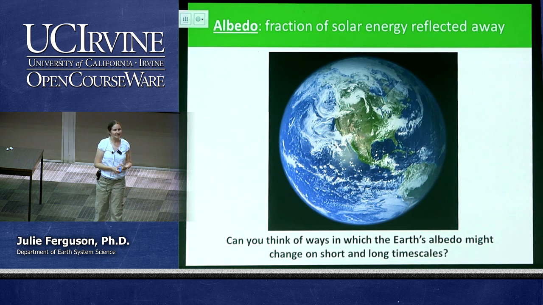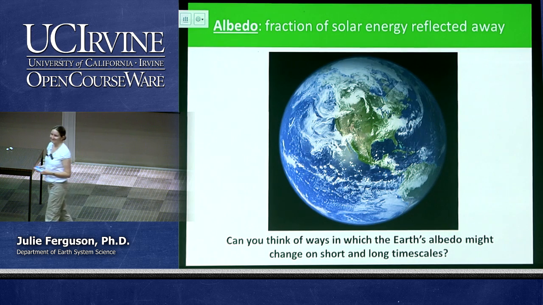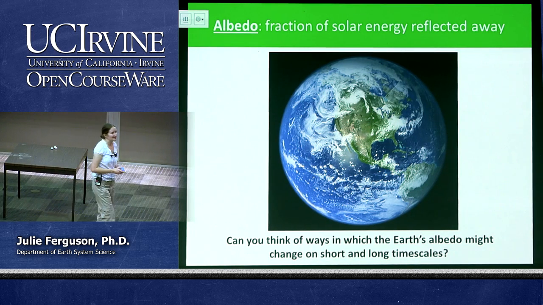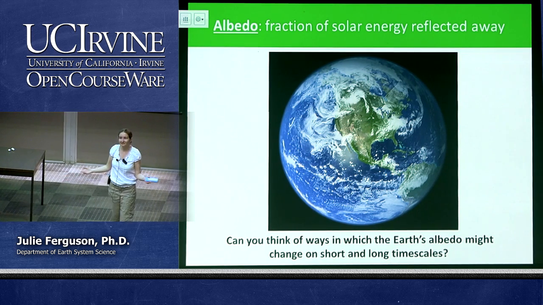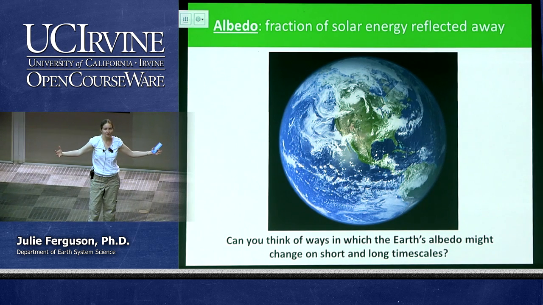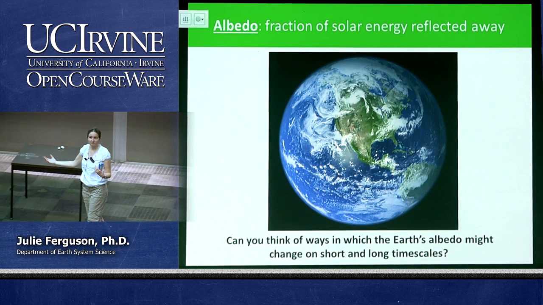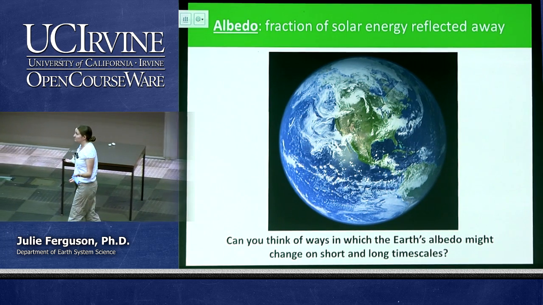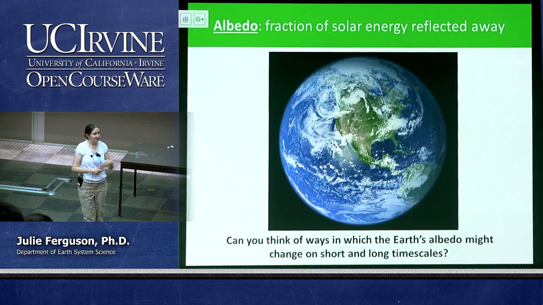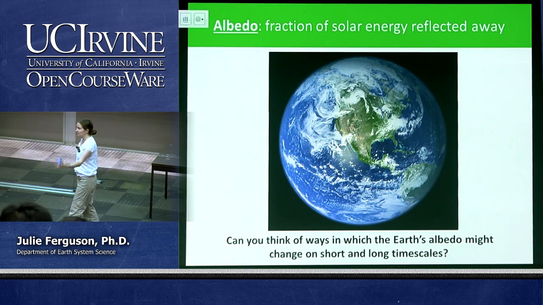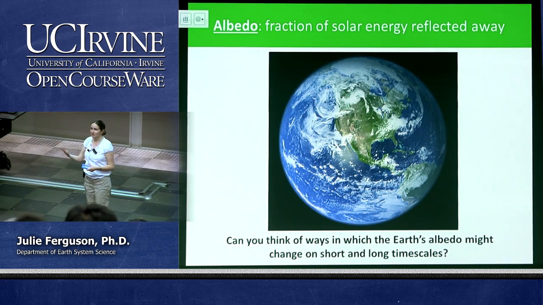What about really long time scales? Ice ages, absolutely. If we went back 20,000 years, we would see amazing big ice sheets over a lot of North America and Europe, and that had a huge effect on our albedo. In fact, if we change any old surface on Earth, if we change deserts into forests or into grassland, then we're going to change our albedo.